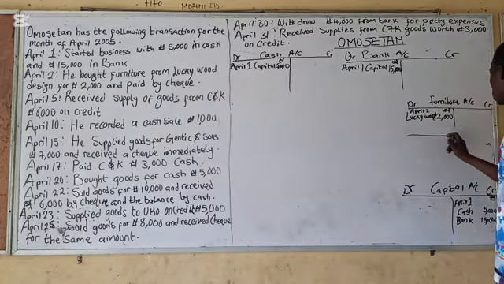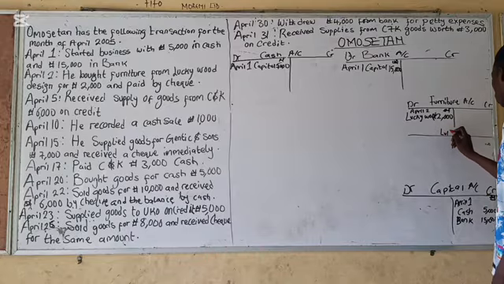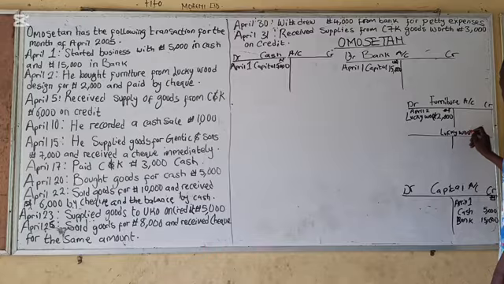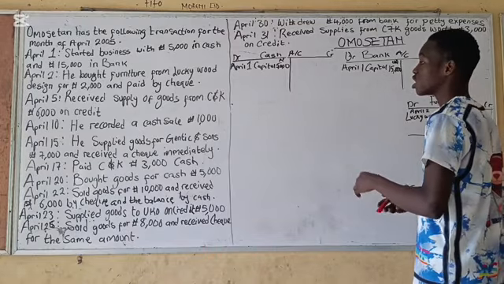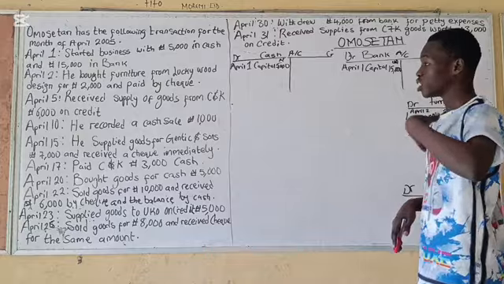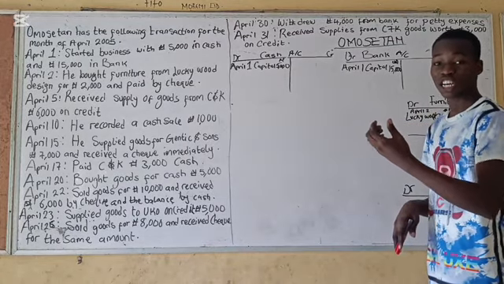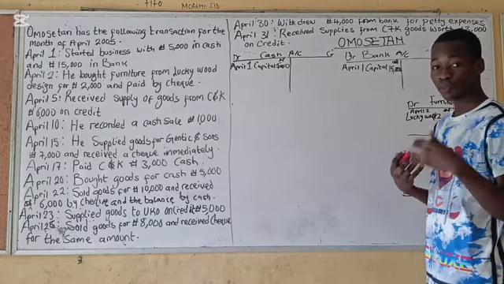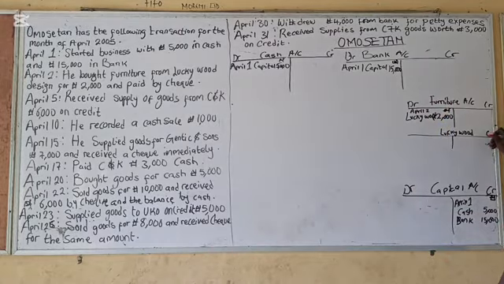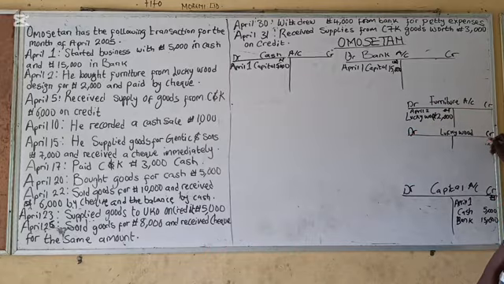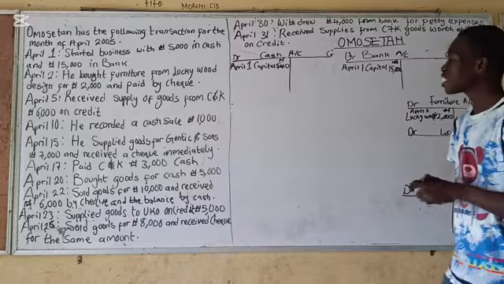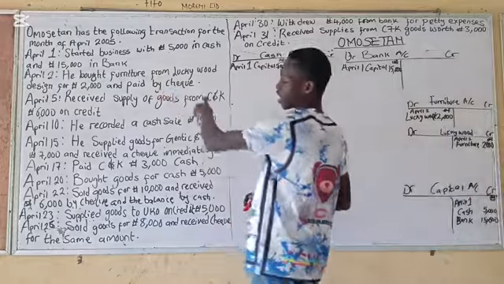Now, the other account is Luckywood account. You know that Luckywood is the one giving out the furniture, right? So Luckywood is giving out, and we said any account that is giving out will be credited. So we put it here at the credit side. We are going to write April 2, furniture, 2,000 naira.